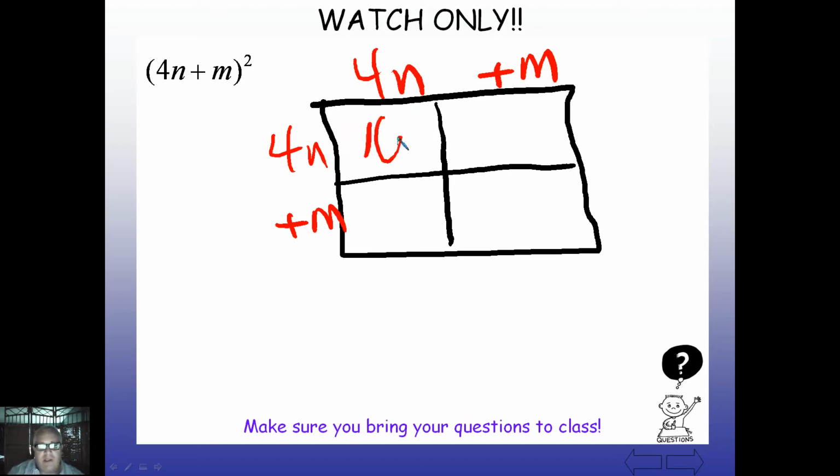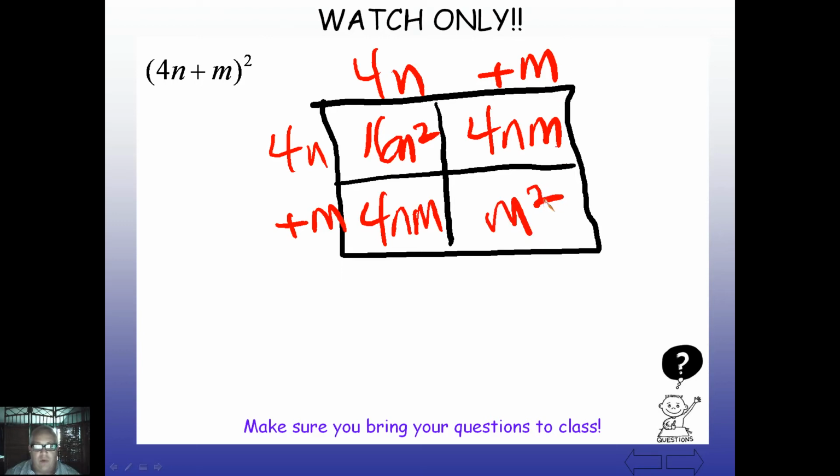How about 16n squared, 4nm. I'm just multiplying 4n times m here. The same two factors there. So I got that. And what is m times m? Well, we know that's going to be m squared. Now right here, remember that the first box that you filled in is going to be part of your answer, so 16n squared. And we know this one is part of your answer, m squared.